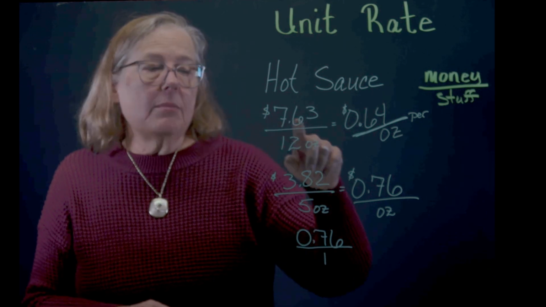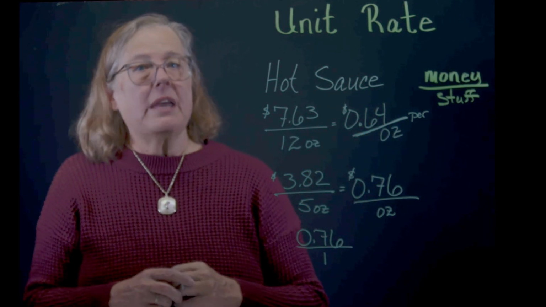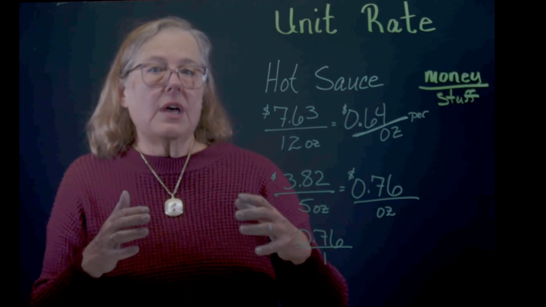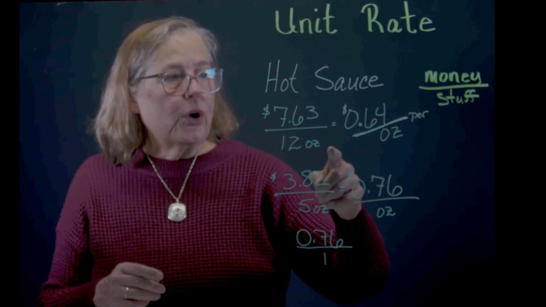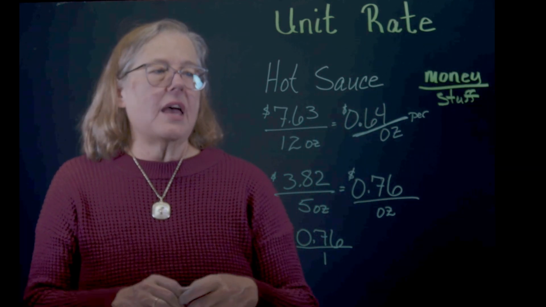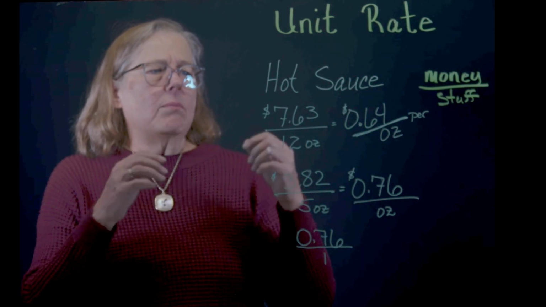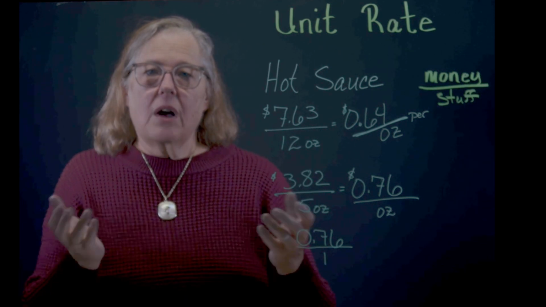So by writing down my units, it helps me keep track, and then I don't make as many mistakes. When I'm all done, I say this out loud. I say 64 cents per ounce. Yep, that's the way I wanted it to go. Because if I would say 0.64 ounces per dollar, well, that's not how we talk about things.